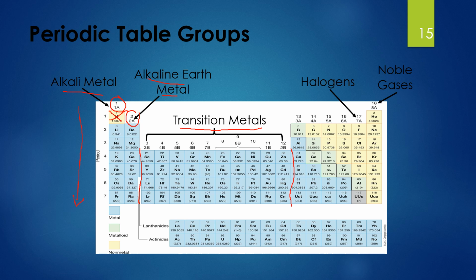Now we do not have common names for group 13 or 3A, group 14, 4A, group 15, 5A, or group 16, 6A. So why don't we have common names for those ones? Well, if you look at those groups, you'll notice there's a mixture of metalloids, nonmetals, and metals in those groups. So the reason we have common names for the other groups is because they have common properties.